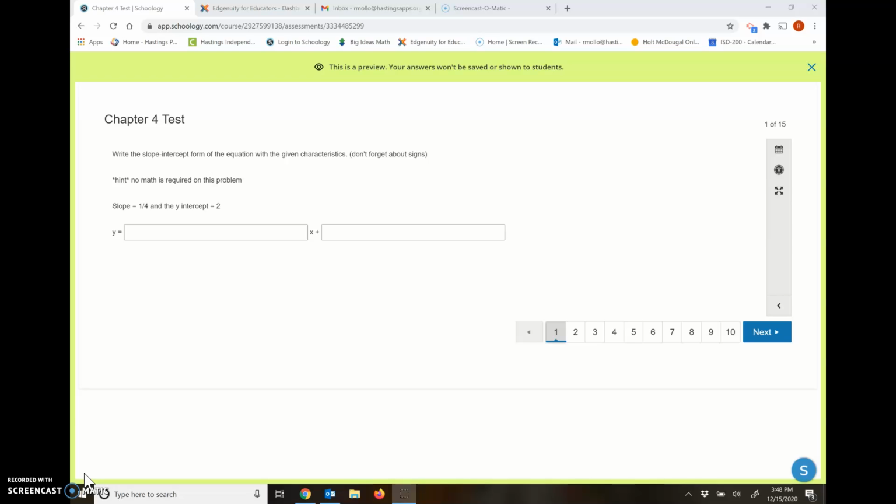You'll have two chances at this test. Remember, since it's on Schoology, the questions don't change, unlike Big Ideas where they would change. So it's probably a good idea to write down your answers here.